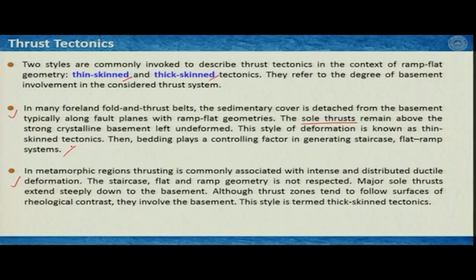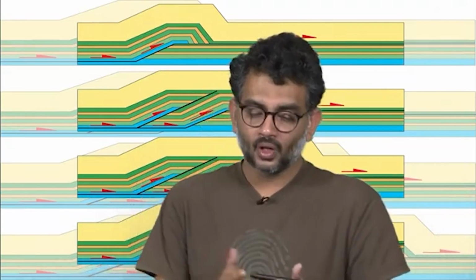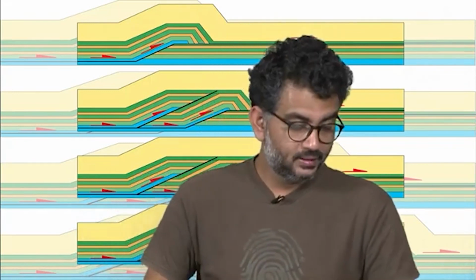So major sole thrust extends steeply down the basement, so it involves the basement, either metamorphic or igneous. Although the thrust zones tend to follow staircase of rheological contrast, they involve the basement. The style is termed as thick-skinned tectonics. So in these following slides, we will not separate what is thick-skinned and thin-skinned in illustrating the diagrams and the processes, but you can think that mostly sedimentary layers are being involved in these processes. So in a way you can think that these are mostly thin-skinned.